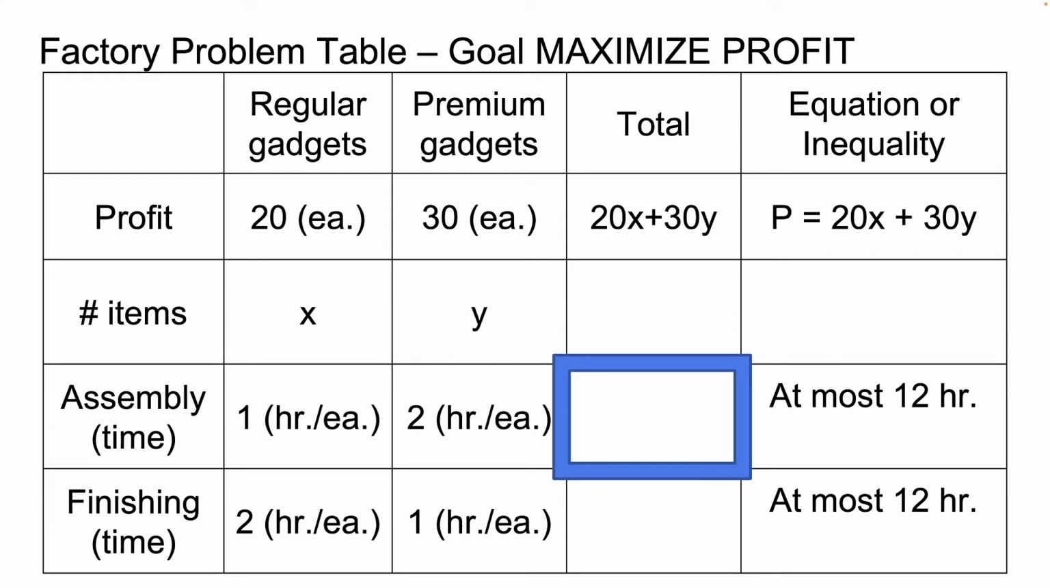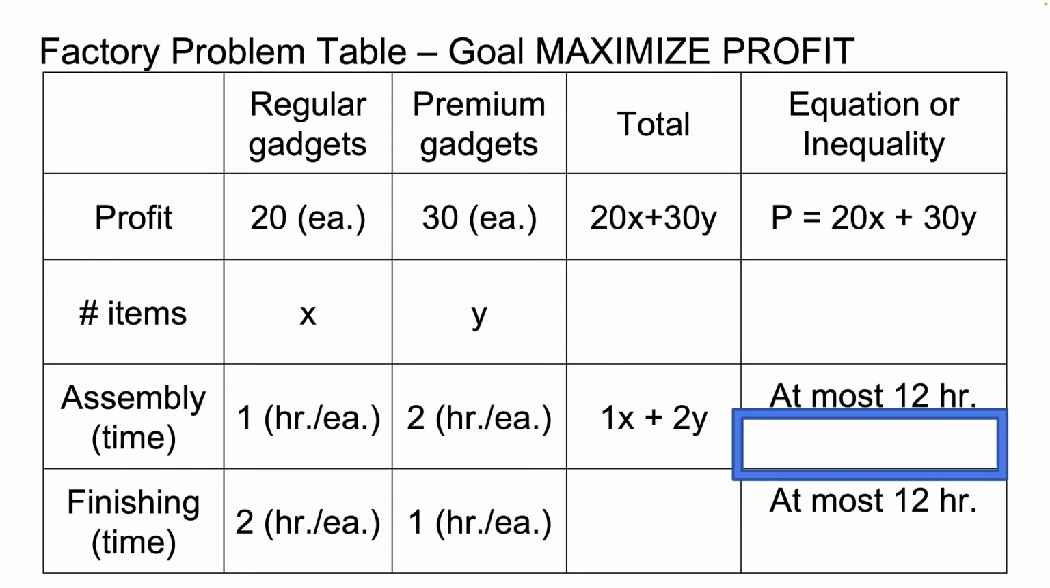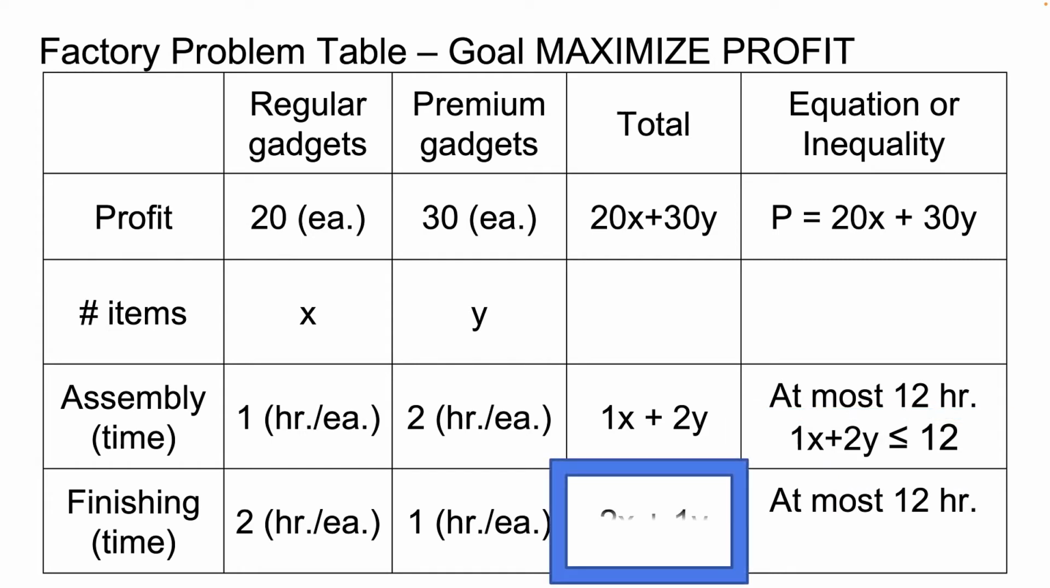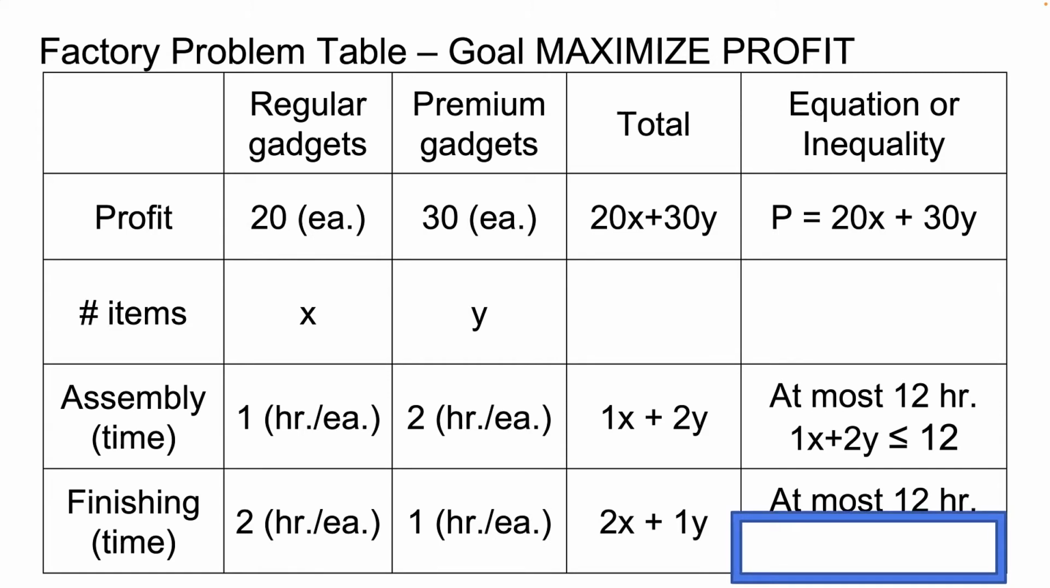Let's calculate our total for each. So our total assembly time would be 1 times X plus 2 times Y. Our total assembly time can take at most 12 hours. So we can now write this as an inequality: 1x plus 2y is going to be less than or equal to 12. Similarly, for finishing time, that will be 2x plus 1y. And we know finishing time is at most 12 hours. So we can build our inequality: 2x plus 1y is less than or equal to 12.